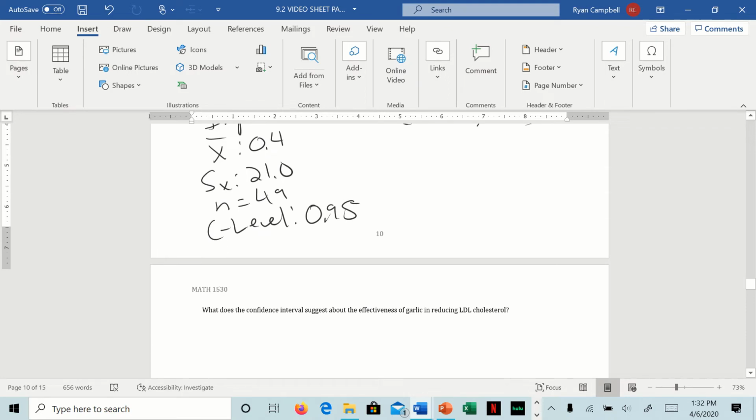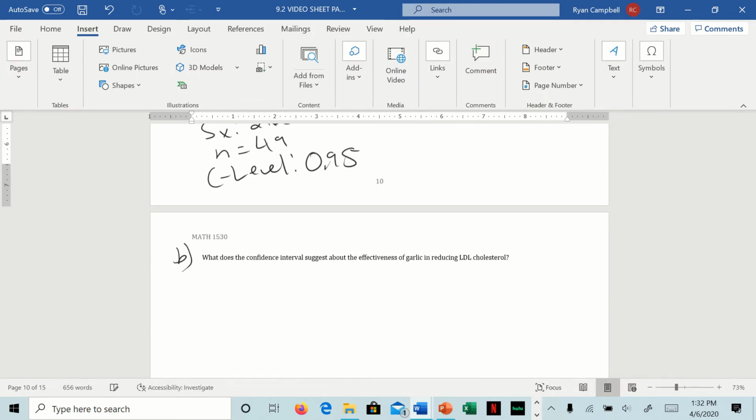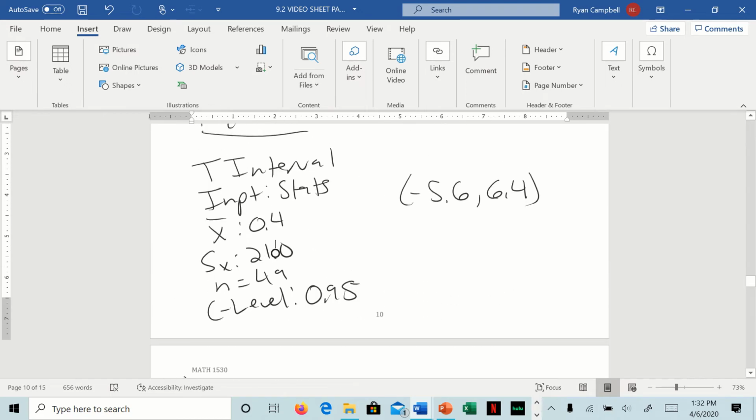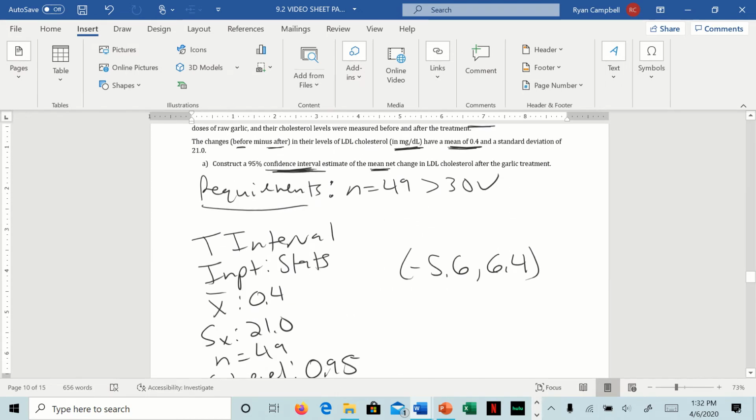All right. Part B. What does the confidence interval suggest about the effectiveness of garlic? Does it actually reduce the LDL cholesterol? Well, first, let's go back and re-ask ourselves that same question. What would it mean for it to be effective? So it says the changes, it says before minus after. That's what we're doing. We're not measuring the actual levels. We're measuring the changes in the level.